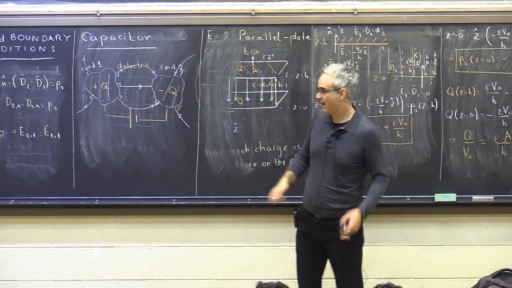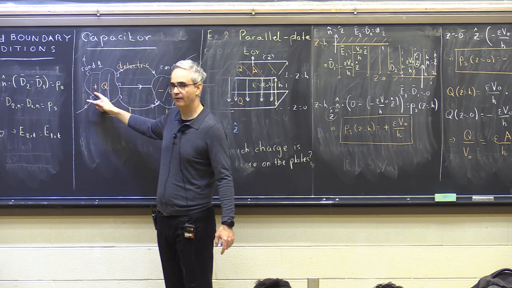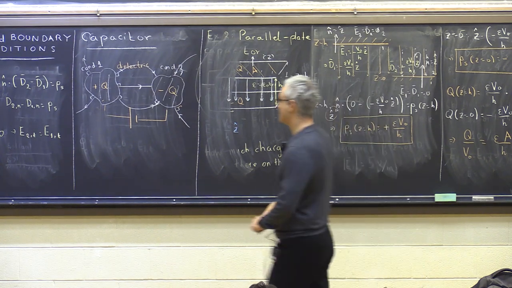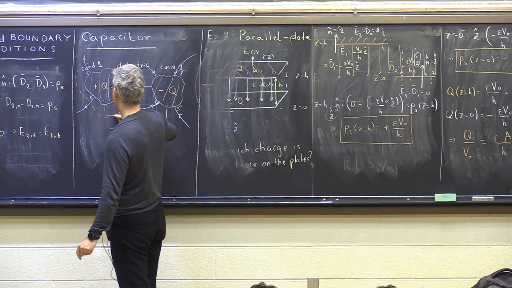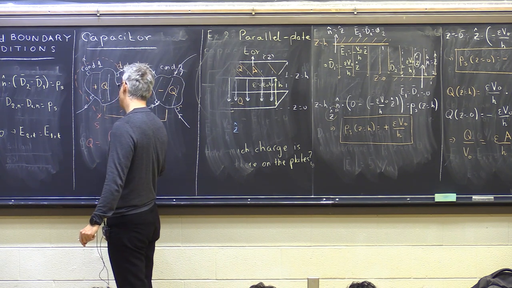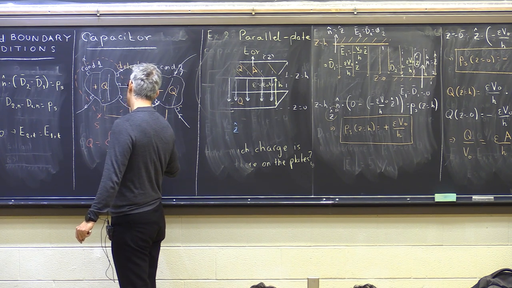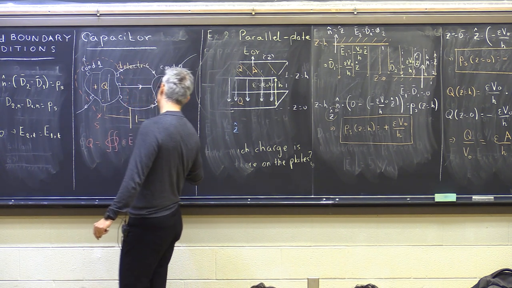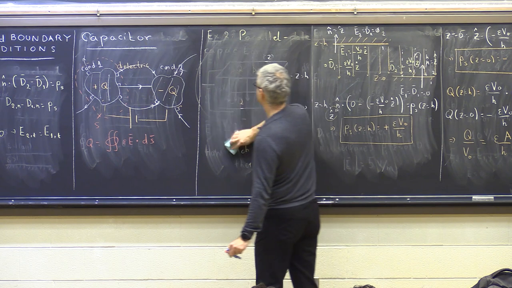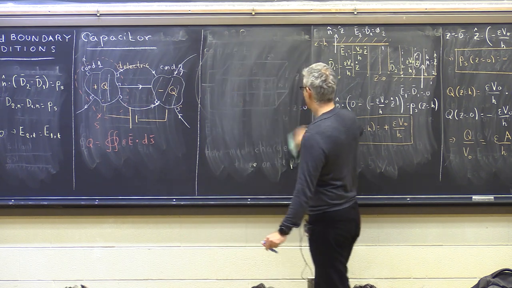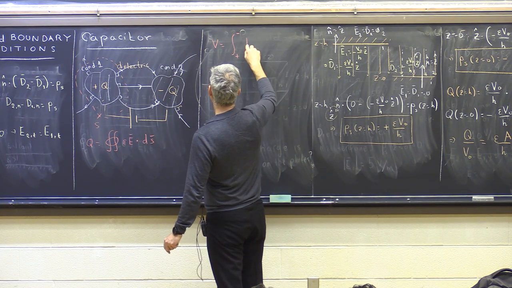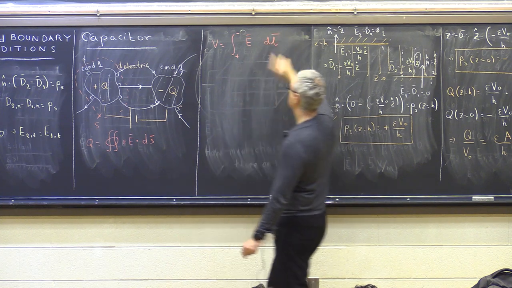So what happens here? If I want to find Q, I can apply Gauss's law in a surface that encloses this conductor. So Gauss's law here says that Q is equal to the integral of D dot ds. Okay, that is Q. And what is the voltage here? The voltage is the integral of E dot dl from the positive plate to the negative plate.